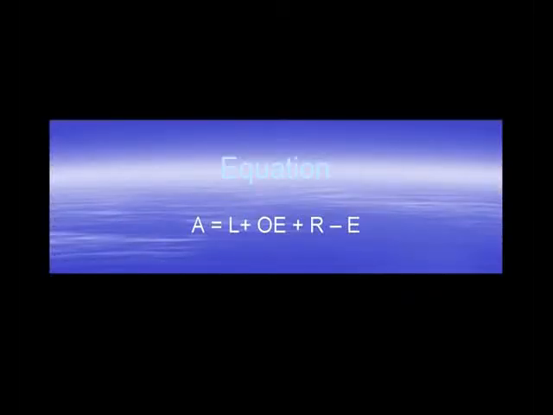So then the equation is A equals L plus OE plus R minus E. R minus E is P, so if you want, you can replace R minus E with P. OE plus P. But the expanded accounting equation includes these 5 elements.